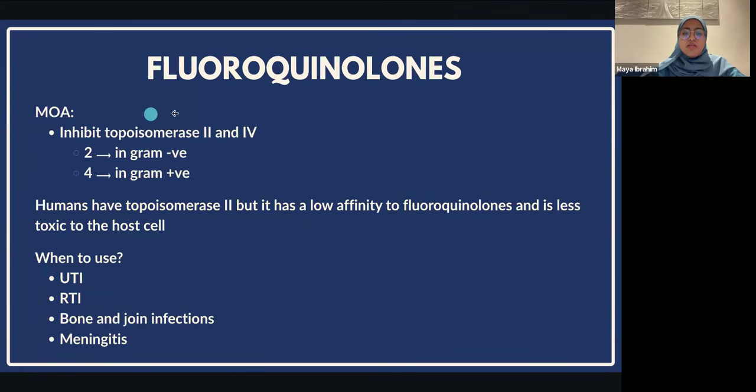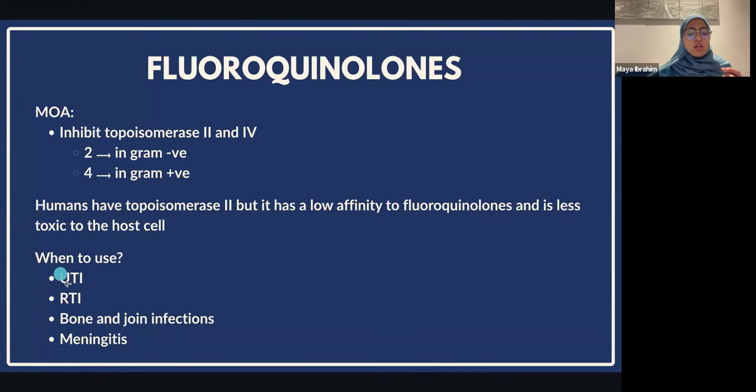Fluoroquinolones inhibit topoisomerase 2 and topoisomerase 4. 2 is for the gram-negative bacteria, 4 is for the gram-positive bacteria. Us humans, we also have topoisomerase 2, but it has a low affinity to fluoroquinolones, so we don't have to worry about that. Topoisomerase enzymes are the DNA gyrase enzymes. Remember when you uncoil the DNA strands and then supercoiling happens, so you need to cut them so that doesn't occur? Well, this drug inhibits those enzymes, so supercoiling does occur.